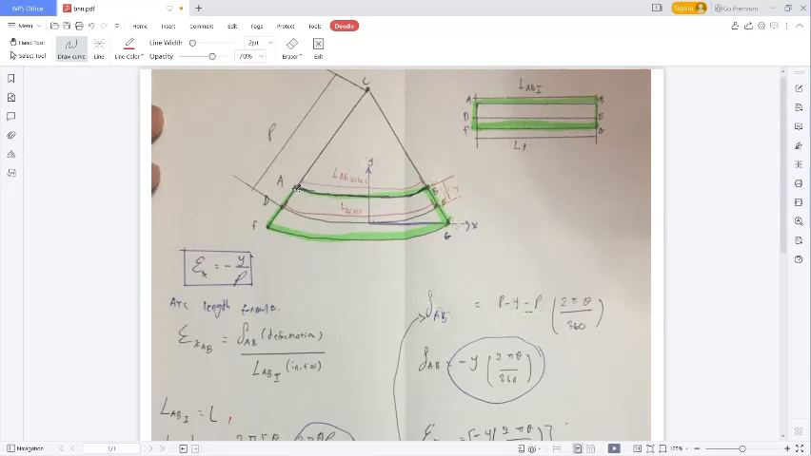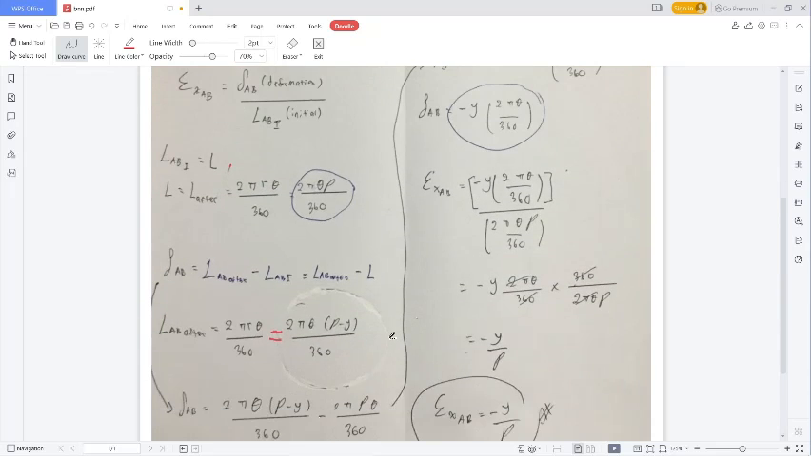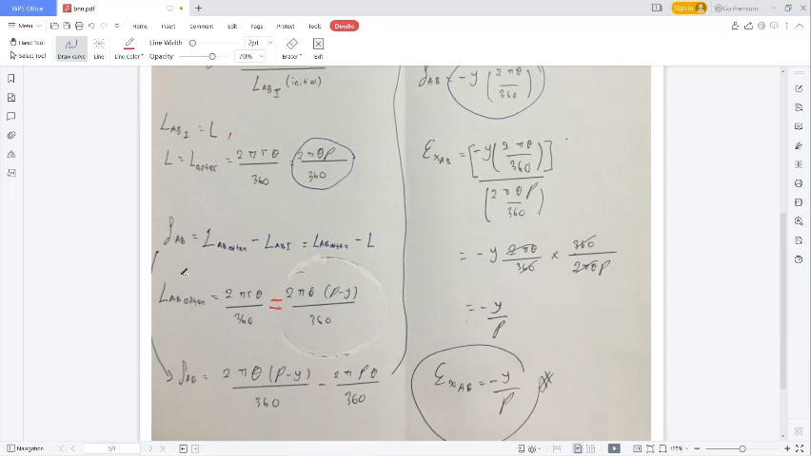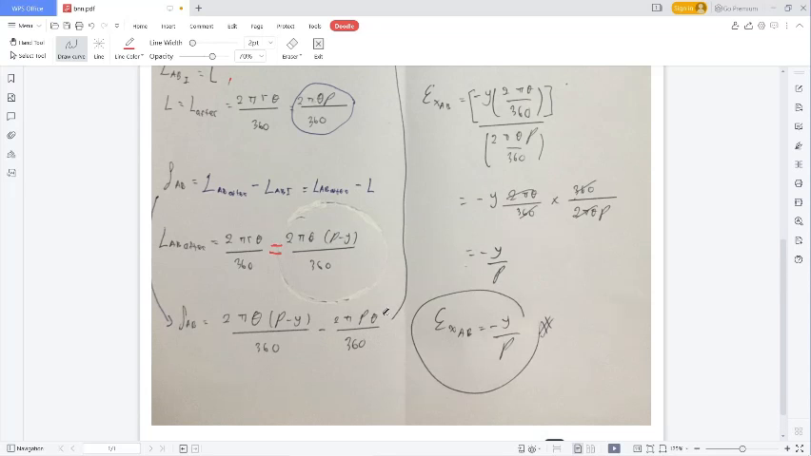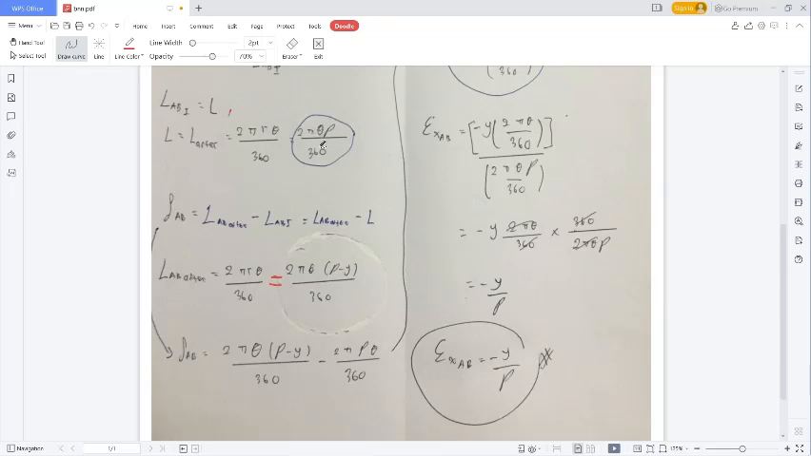Now we make an analysis at the AB length. Let's say that this is the point. The radius will be rho minus y, so we choose rho minus y as our radius. Bringing back the deformation equation, we get 2 pi theta times (rho minus y) over 360, which is the length AB after, minus the initial length of AB, which is equal to 2 pi theta rho over 360.